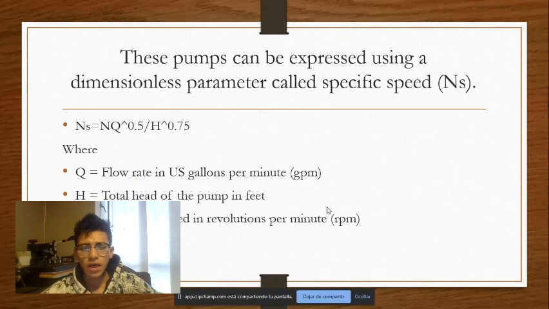These pumps can be expressed using dimensional parameters called specific speed, Ns: Q, flow rate in US gallons per minute, GPM; H, total head of the pump in feet; and rotational speed in revolutions per minute, RPM.